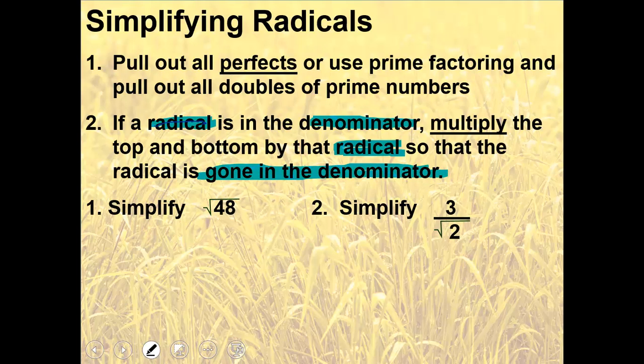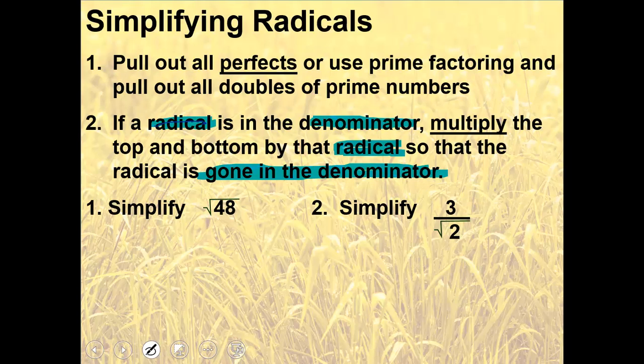Our first example is the square root of 48. That doesn't have a radical in the denominator. So we ask ourselves, is it perfect? Well, it's not, because 49 is a perfect square. That would be 7 times 7. So we know we're going to have to use some prime factoring.